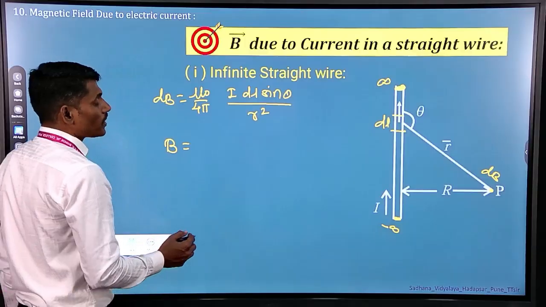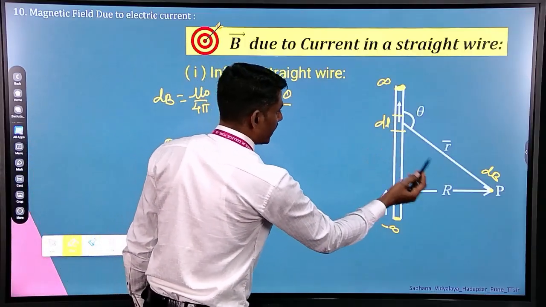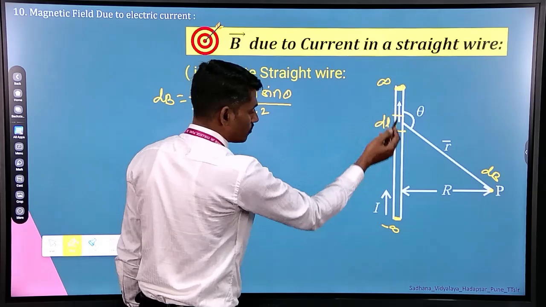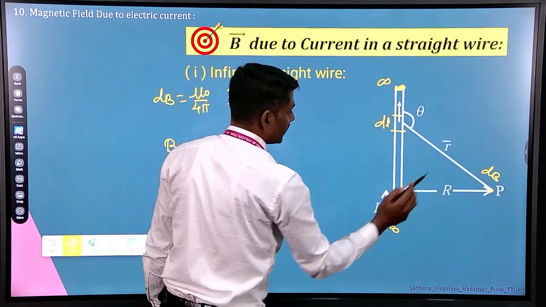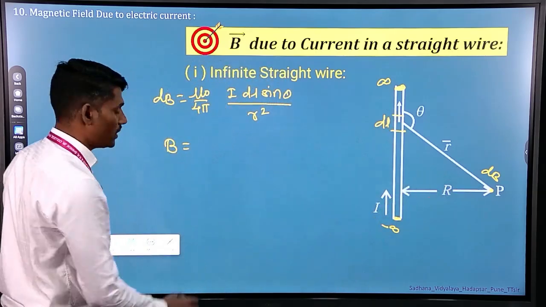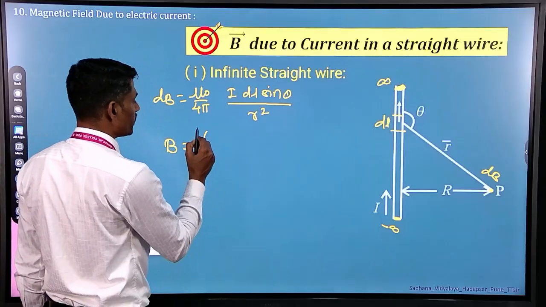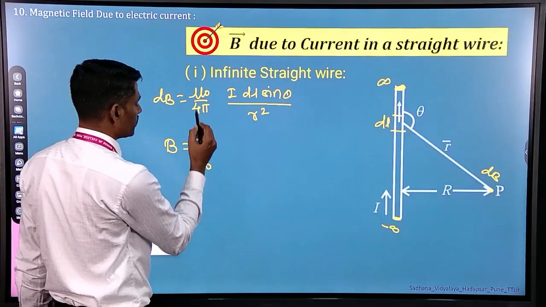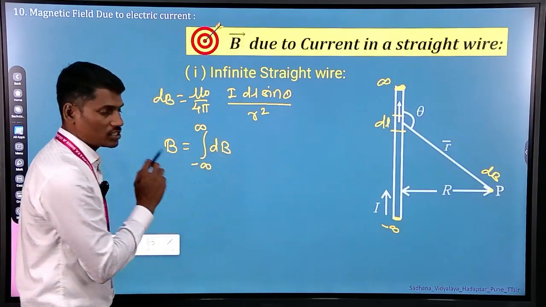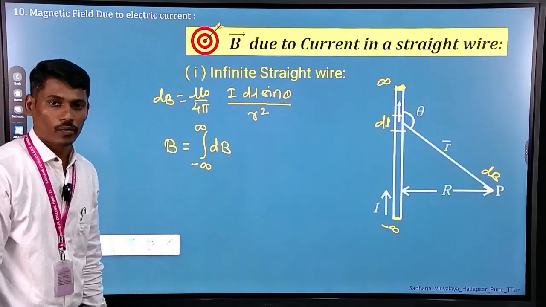Then here, due to the small element dl, the magnetic field is dB. So how much is the total magnetic field at point P due to the infinite wire? Here we get B is equal to the integration from minus infinity to plus infinity of this dB. Okay, this is the total magnetic field at point P.